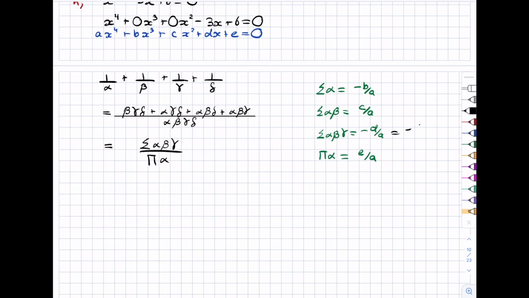Negative d on a in this scenario is negative negative 3 on 1, which should be positive 3. And here we've got e on a, that's 6 divided by 1, which is 6. So the sum of roots 3 at a time is 3. The product of roots 1 at a time is 6. And so we get a half as our final answer. So that's the end of part H and the end of question 11.